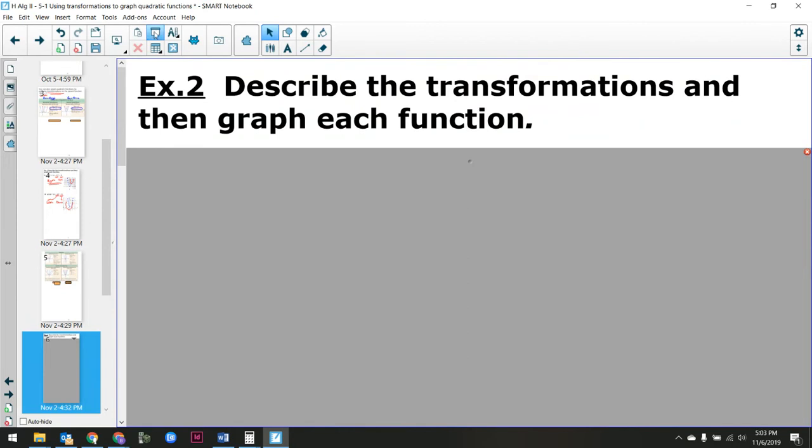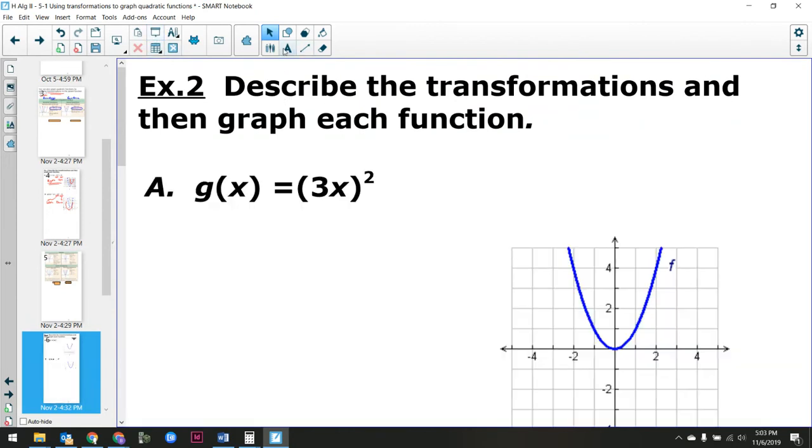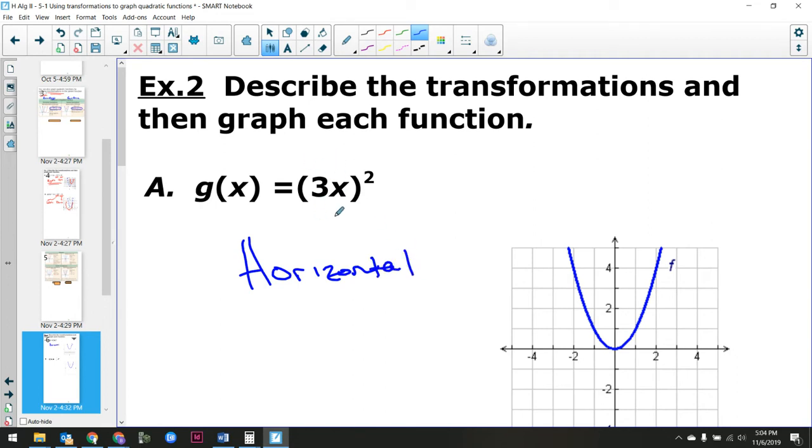Let's try some. Describe the transformation and graph the function. All right, so (3x) squared. This is happening inside, so that means it's going to be a horizontal something. Horizontal. Now, remember, it's the reciprocal of the value of that. So horizontal something by 1/3. If it's a 1/3, that's a compression. Okay, horizontal compression by 1/3.